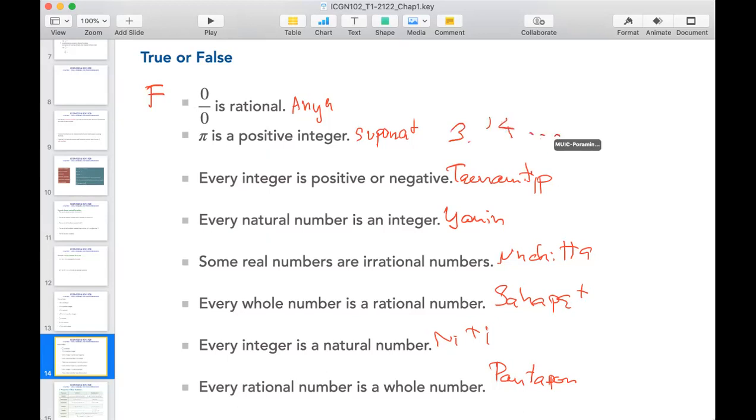3.14 something. Is this one an integer? Is 3.14 an integer? It's a decimal. So if you want to claim that pi is a positive integer, you have to use this one. Sorry.